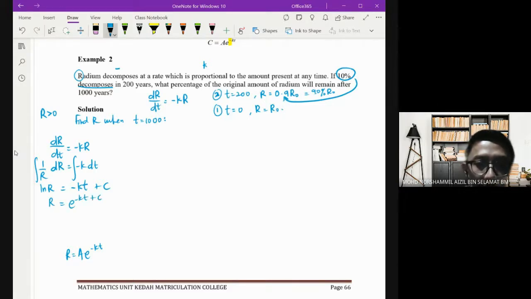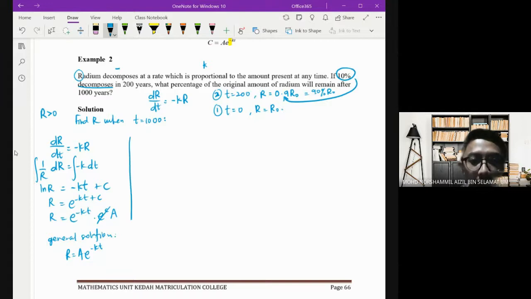I skipped a step a bit here. So R will be exponential negative kt times exponential C. Exponential C is the exponent power of a constant. It means something to the power of a constant will also give a constant. So that's why we can change it to A. That's why you get this one. This is the general solution. See? This is scripted. The same script, just with a negative sign because of decrease.